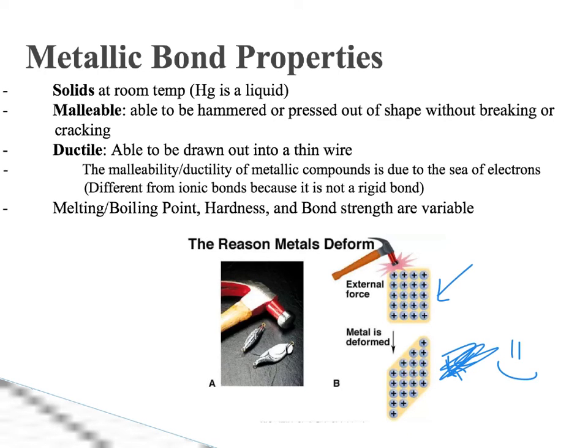Okay, they have pretty variable melting point, boiling point, and hardness. It doesn't really matter. I'm not worried about that too much. But realize that the malleability and ductility does depend slightly on that sea of electrons, because all those electrons flow between them, it doesn't matter how it's hammered, those electrons are still going to pass between them.